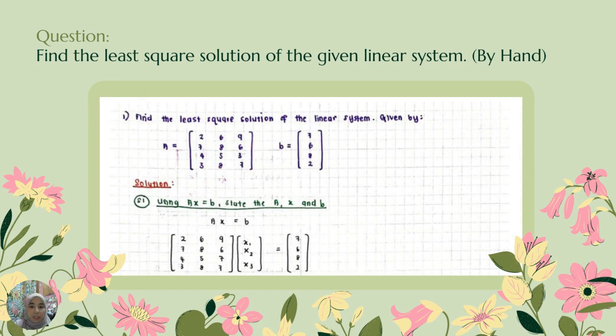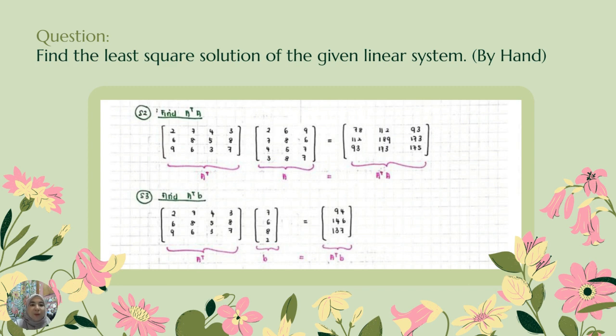AX equal to B. Suppose that A is equal to 2, 6, 9, 7, 8, 6, 4, 5, 3, 3, 7, and B equal to 7, 6, 8, and 2. Since we want our system in the form of AX equal to B, we will write as follows: A times the 3 by 1 matrix consisting of x1, x2, and x3 equal to our B matrix.